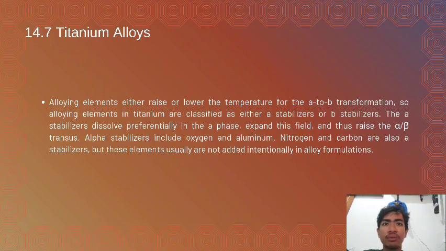Like iron, titanium is an allotropic element. Titanium has a hexagonal crystal structure called alpha phase at temperatures below 885 degrees Celsius. When the temperature of pure titanium reaches 885 degrees Celsius, the crystal structure changes to a BCC structure. The high temperature BCC structure of titanium is referred to as the beta phase, which persists at temperatures up to the melting point.